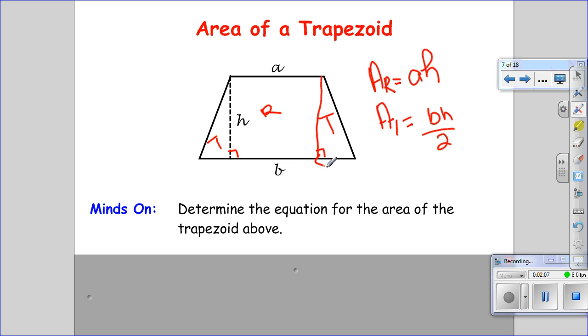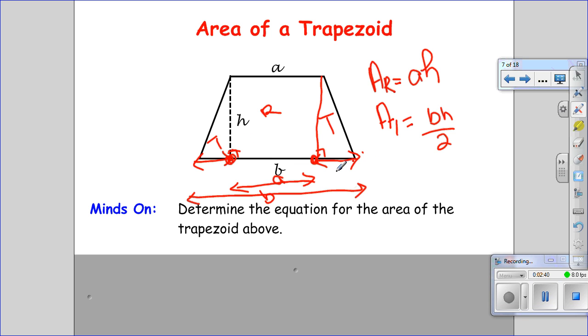Well, what is this base right here? And what's the base right here? This whole distance across is B, but that's not the base of my triangle. The distance from here to here is A. So this distance from here to here and this distance from here to here add up to B, or sorry, is the difference between B and A, and I have to share it.